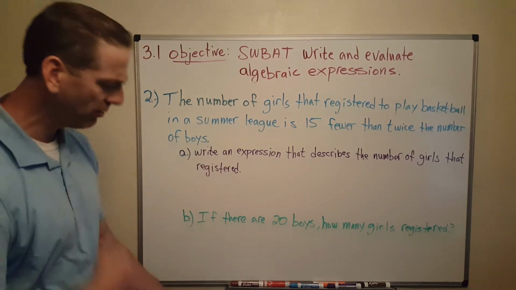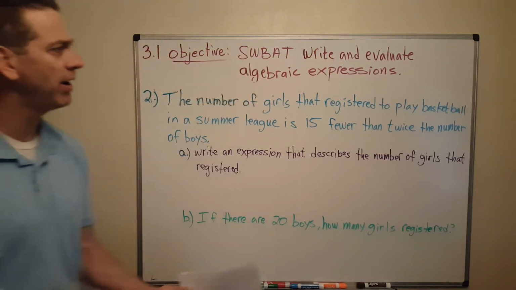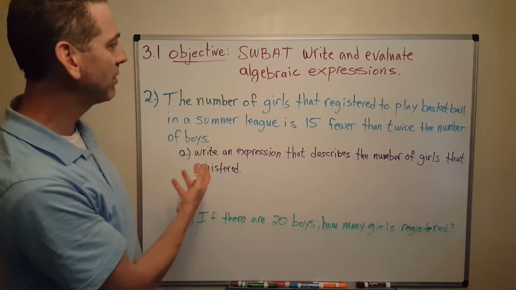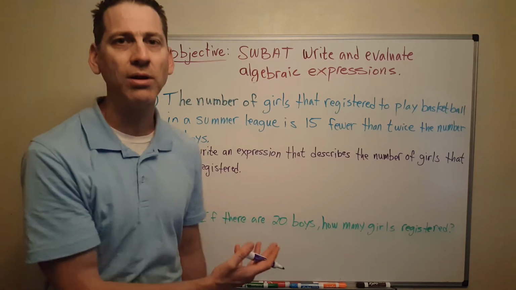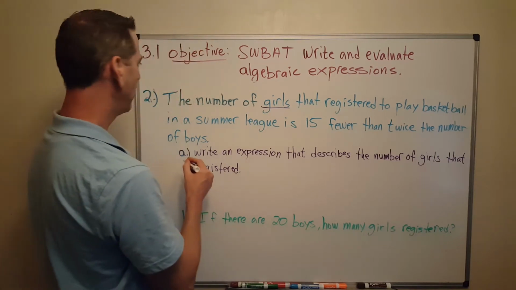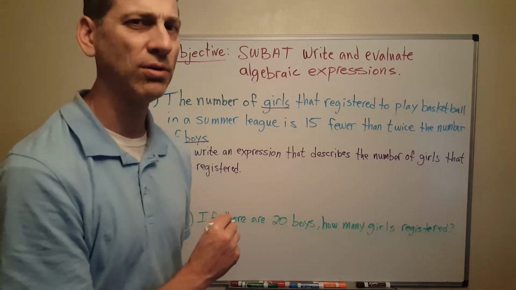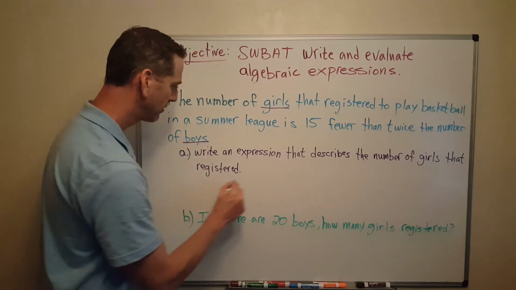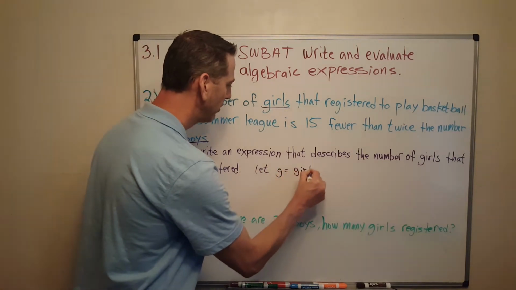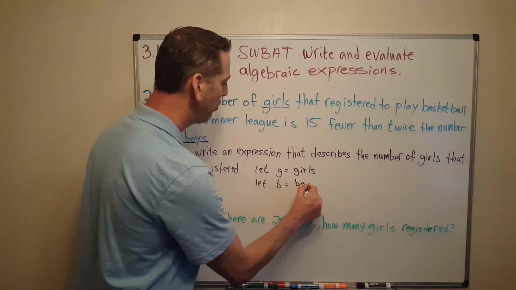All right, so what are my two variables? Well, what are we talking about? What's the object that we're talking about? Well, we're talking about a basketball summer league, but really we're talking about boys and girls, right? We're talking about the number of girls, and we're talking about the number of boys. So what do you think we could use for girls? I'm going to let G equal girls, and we're going to let B equal boys.